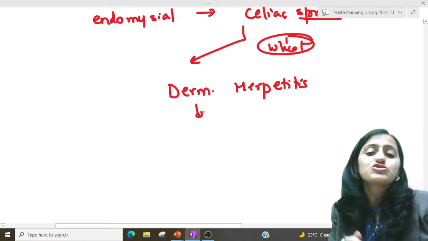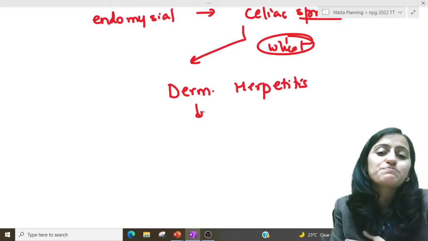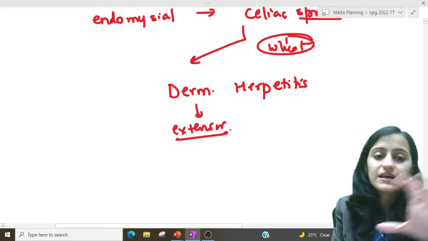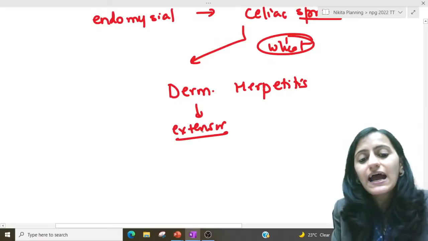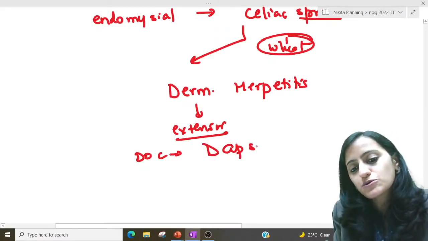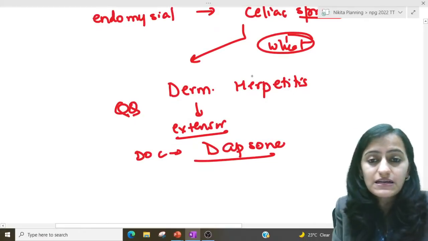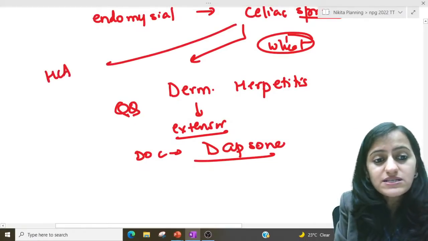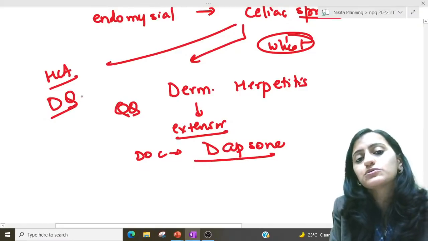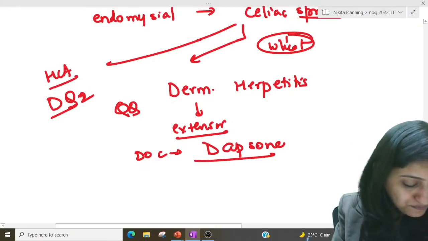And in that, what is the history with dermatitis herpetiformis? On the extensor surface, elbow, knee, there will be papules which are very itchy. And what is the drug that we give in dermatitis herpetiformis? It is dapsone. Very, very frequently asked question. Very, very important. What is the HLA associated with celiac sprue? Remember, wheat DQ. That is DQ2.